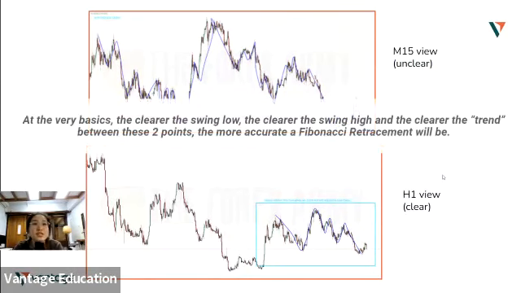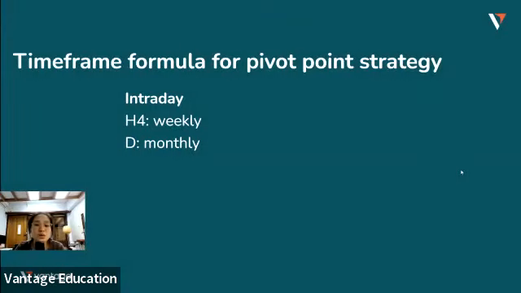So the very basics: the clearer the swing low, the clearer the swing high, the clearer the trend between the two points, then whatever you are analyzing will be more accurate. Okay, so for the specific pivot point strategy, the time frame formula that we like to use would be intraday. So either H4, which would be the weekly setting for the pivot point strategy, or the daily, which would be monthly. Okay, let me just pull up my TradingView so I can show you guys what I mean.